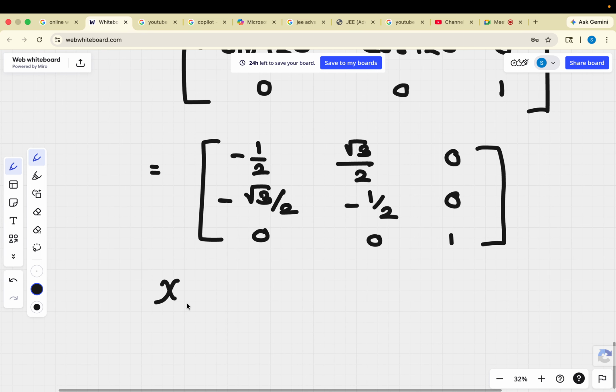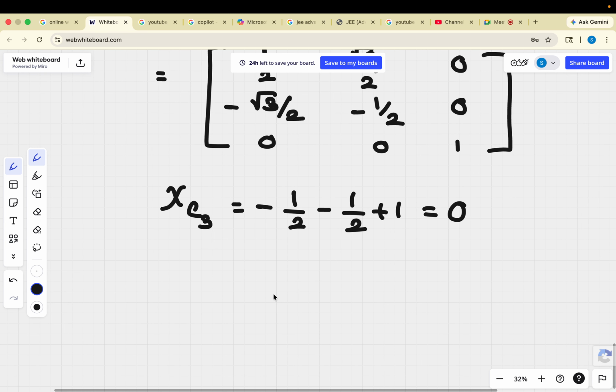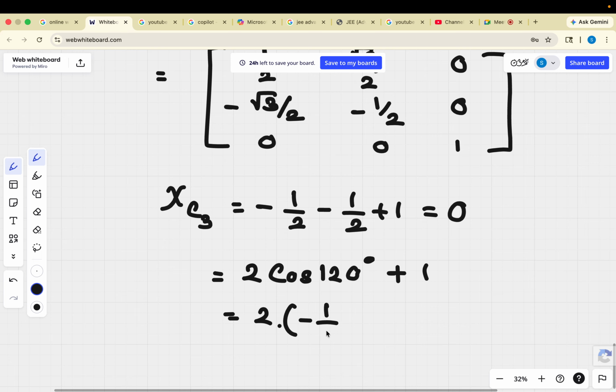Now for chi C3 you can directly put in the formula, or you can add diagonally. If I add diagonally, what am I getting? Minus half plus minus half plus 1, that is equal to 0. Or you can put in the formula 2 cos theta plus 1, right? So you write 2 cos 120 degree plus 1. Cos 120 degree means minus half, so minus 1 plus 1 is equal to 0. So basically this chi C3 value is equal to 0.